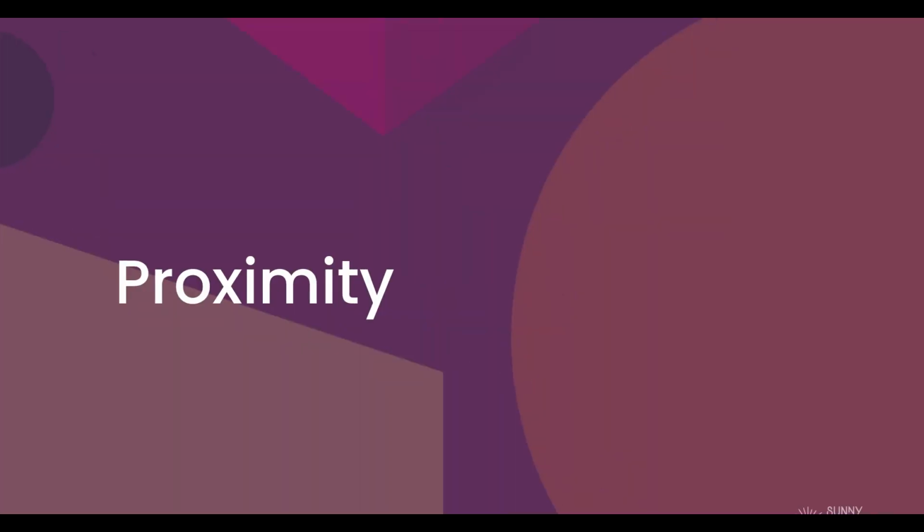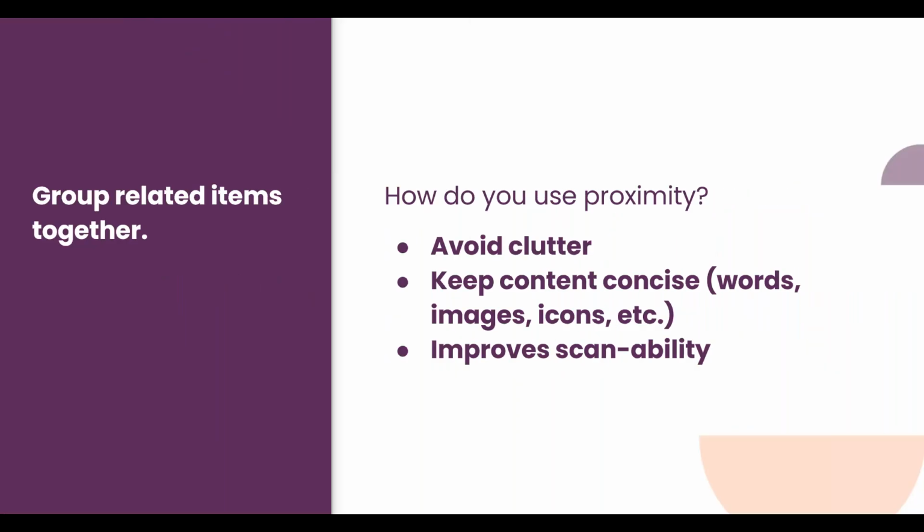All right, and on to the next. So then we have proximity. And this is grouping related items together. So you utilize proximity to avoid clutter and then you also want to keep content concise. So words, images, icons, and by using proximity in the right way, you also improve scannability. So we'll look at that example.